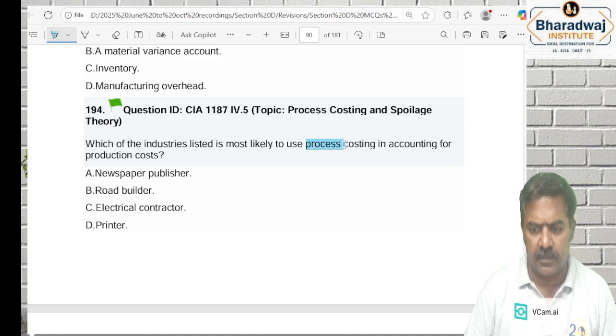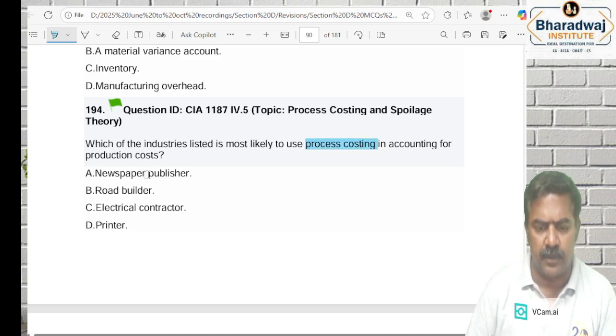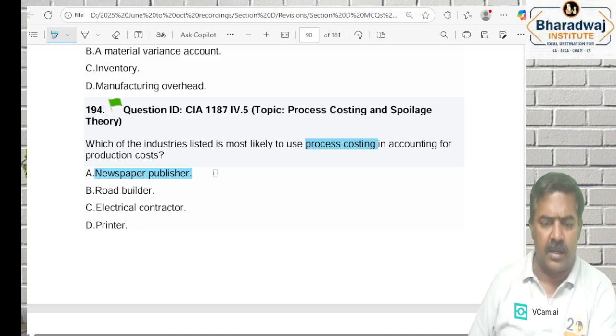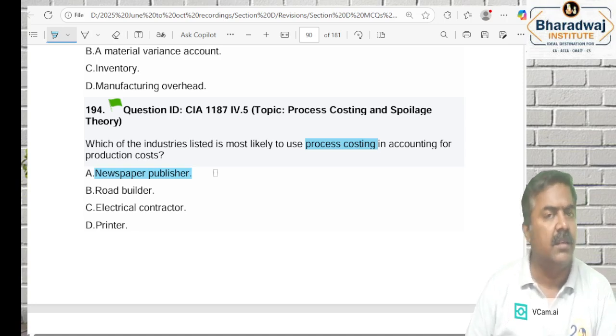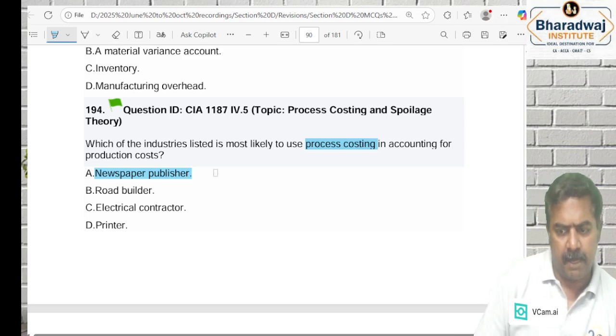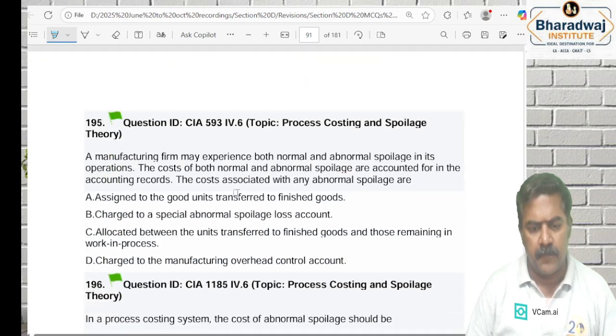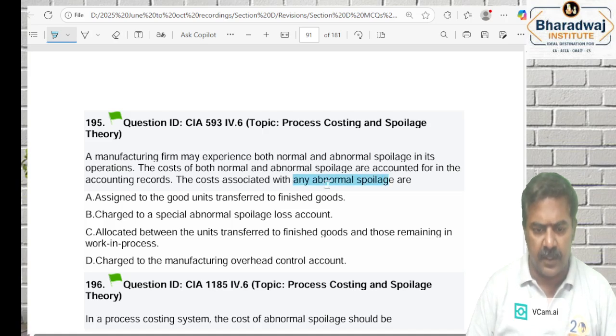Process costing. Continuous flow. Newspaper builder, road builder, electric contractor, paint, printer and all, they will apply maybe job costing. Abnormal spoilage, what to do? Charge to special loss account.